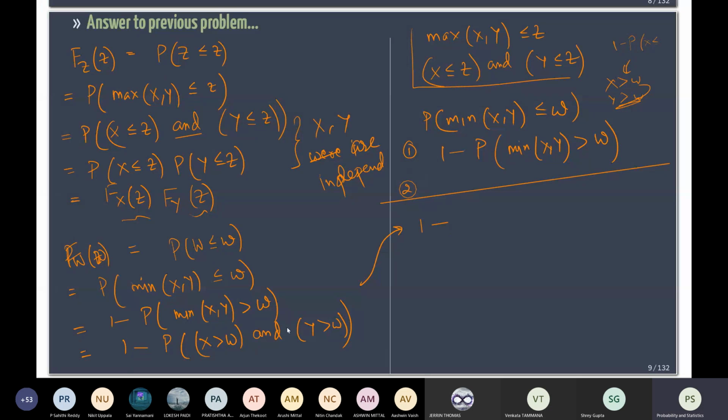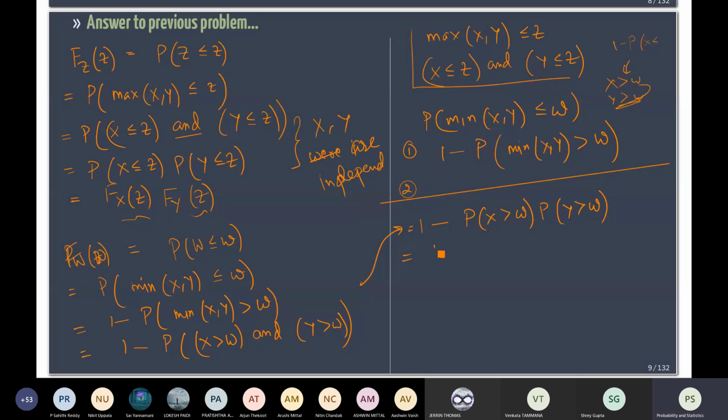So this is 1 minus, and then they are independent, right? So that's the next step. They are independent, so they will split: probability that X greater than W and probability that Y greater than W. Right? Independence is a very interesting property. In fact, we will use this independence property to prove some of the most important theorems.